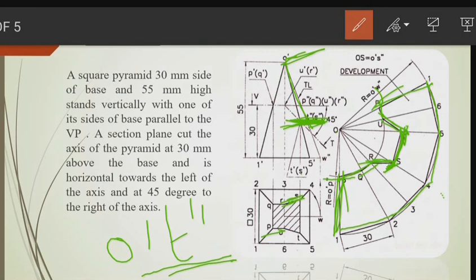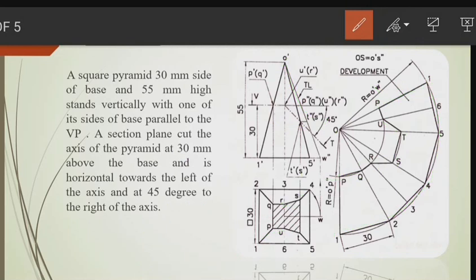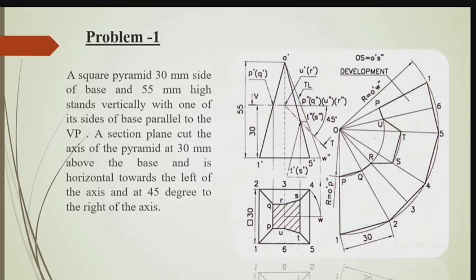I hope you clearly understood this problem. Just try it on paper. Then you will clearly understand how we are going to draw. Right, now we are moving to the next problem.